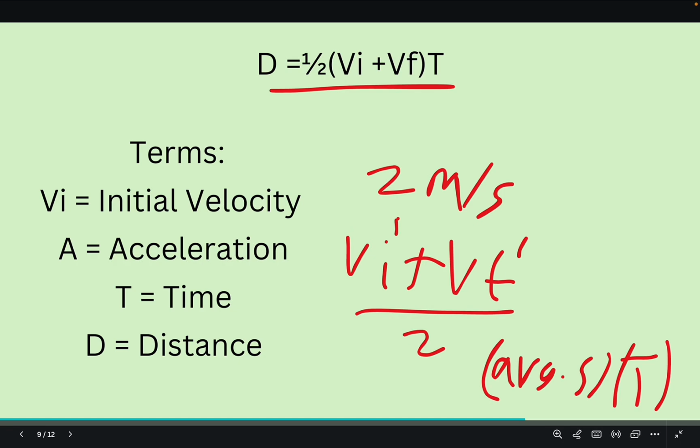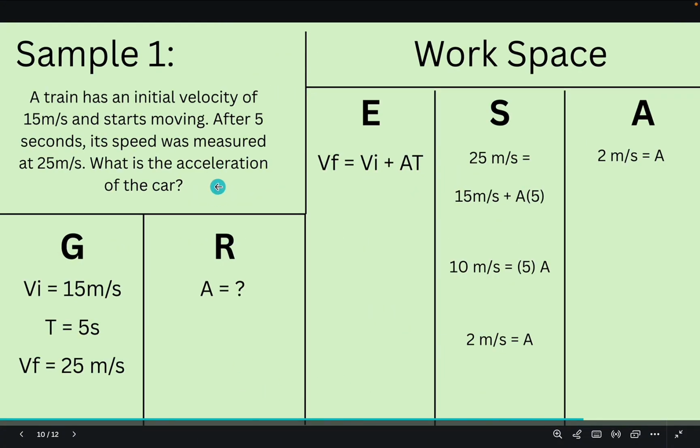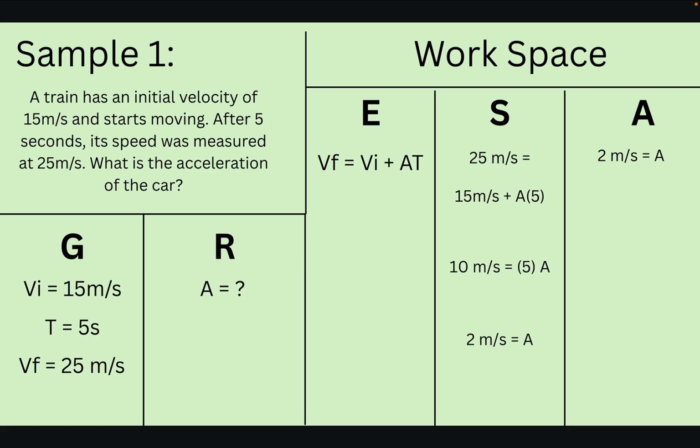Okay, now that we're done discussing all the different formulas, it's time to move on to everyone's favorite part of this LRC lesson, application. As you can see over here, we have a sample kinematics problem laid out. The train has an initial velocity of 15 meters per second and starts moving. After 5 seconds, its speed was measured at 25 meters per second. What is the acceleration of the car?